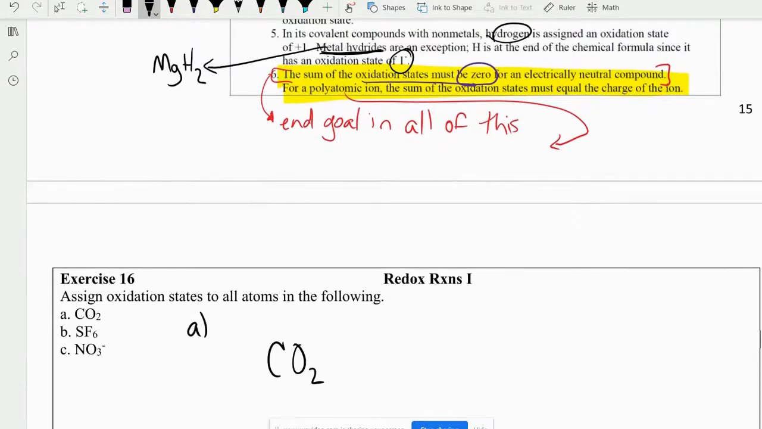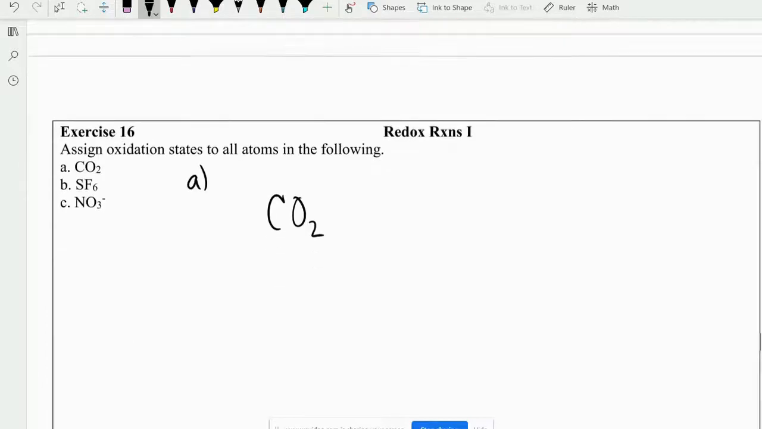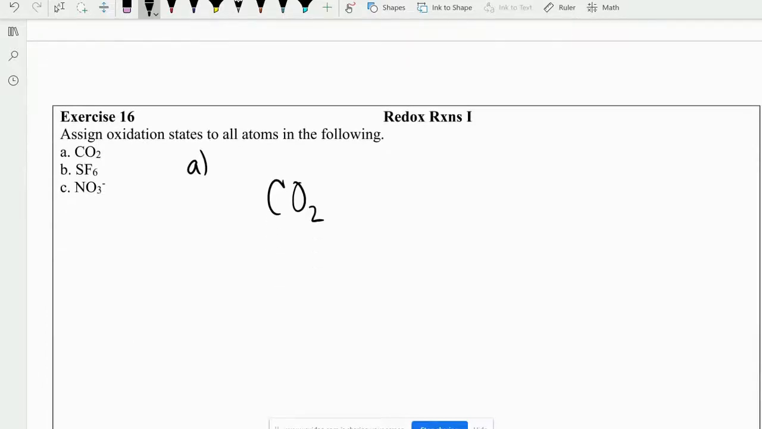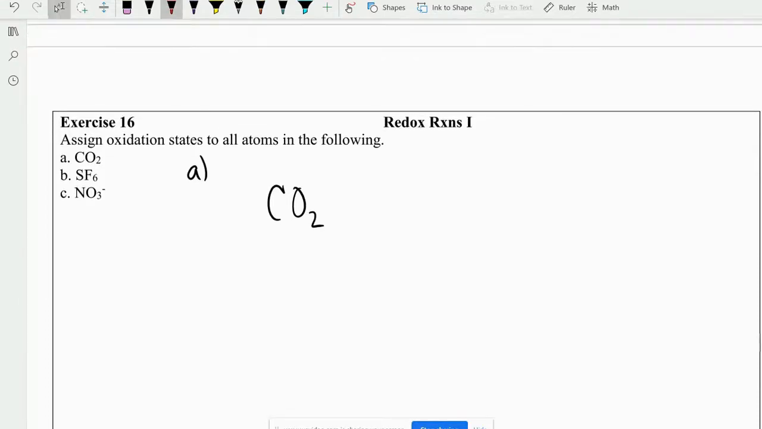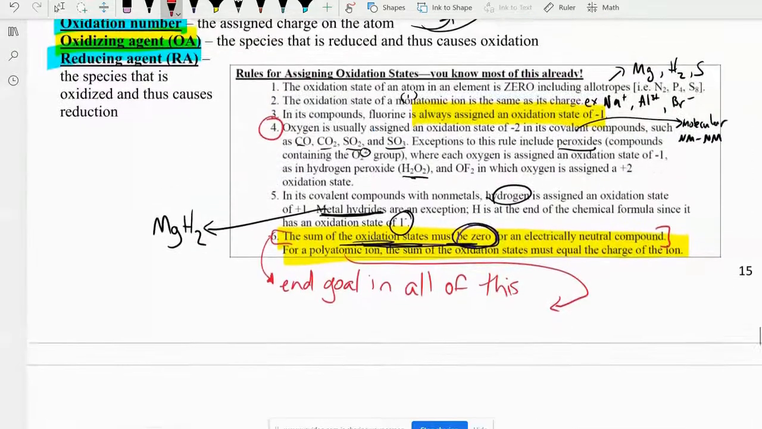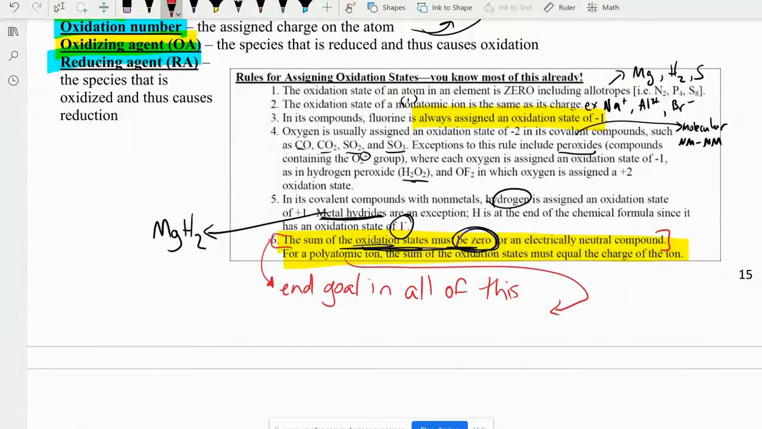The ultimate goal is that the sum of the oxidation states must equal 0. And the reason why is that CO2, you guys, doesn't have an ion, it's neutral. So I have to figure out the oxidation states for both carbon and oxygen. If you go back up to the rules, look at rule number 4. And in fact, rule number 4 is going to apply here for the first one. I want you to put me on pause, scroll back up, and reread number 4 right here so you can give yourself a quick review.